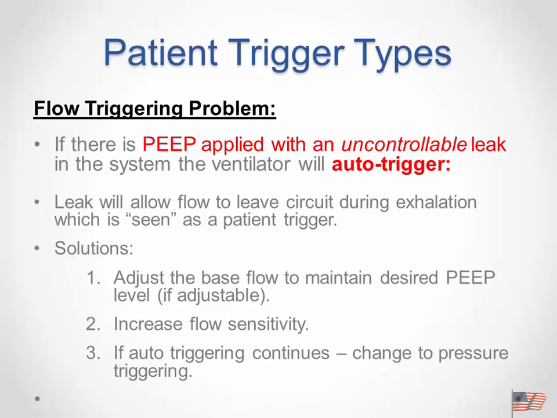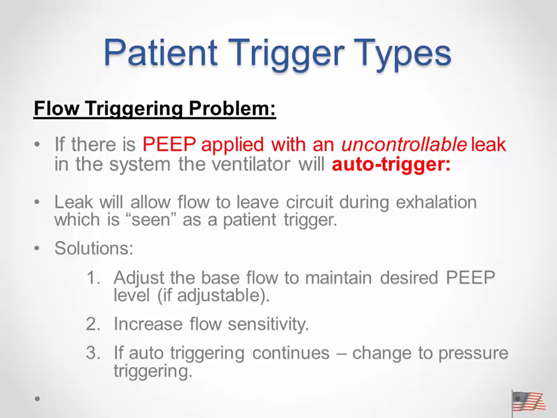I actually had a hospital where the neurologist came in, and the patient was suspected of being brain dead. The respiratory rate was set at 12, but the patient was doing 20. And he said, well, that's impossible. If they're brain dead, they can't be triggering more. And the patient had a leak. They had flow triggering turned on and had some PEEP on.